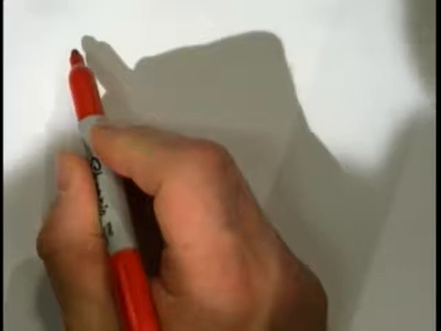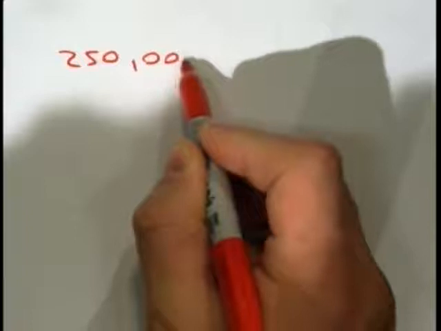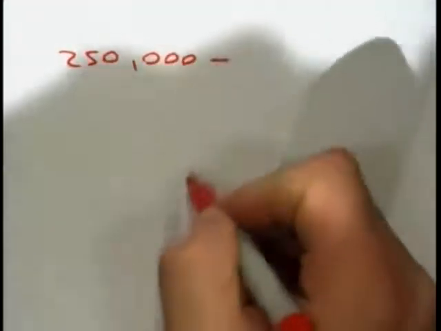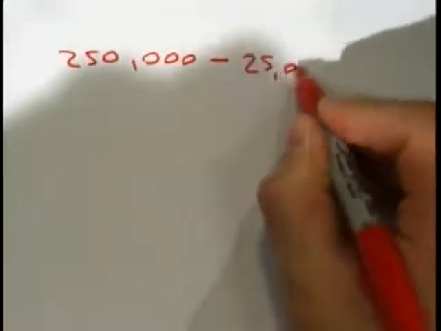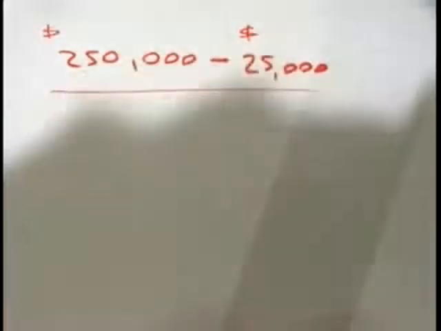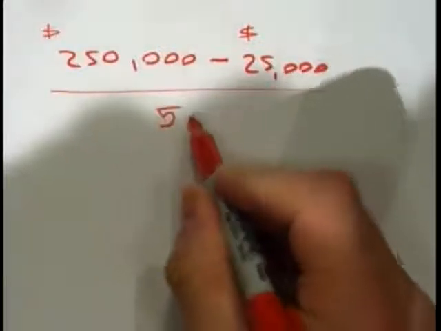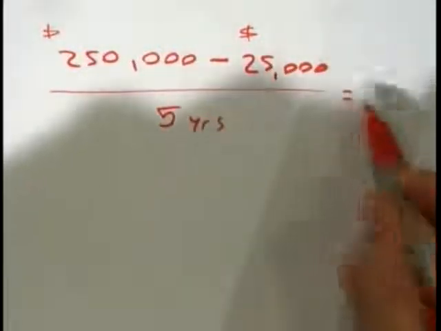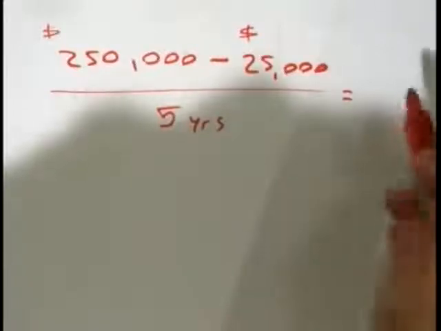Okay? All right, the way that I like to do this is I like to figure out how much we would depreciate if it were a full year. So, if it were a full year, we would take the cost of how much? $250,000? And what's the salvage value? And then what's the estimated life? 5 years. Okay, that means we would depreciate $45,000.